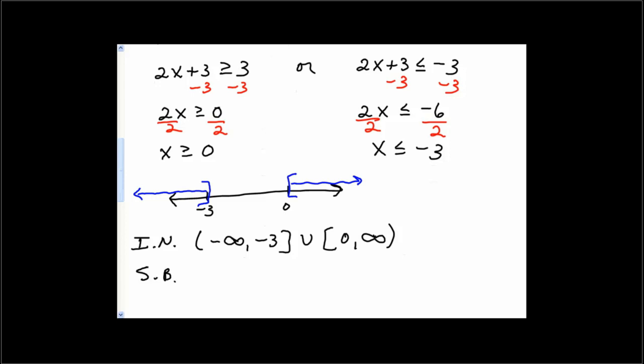Set builder notation, all x such that, and we're going to use our inequalities up here. X is greater than or equal to 0, or x is less than or equal to negative 3.